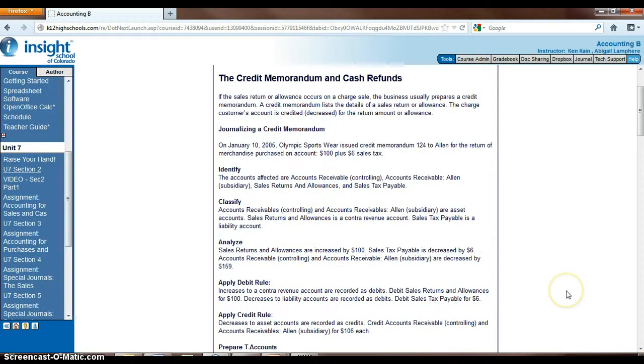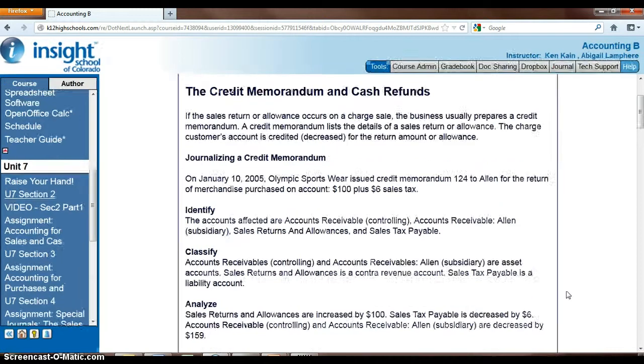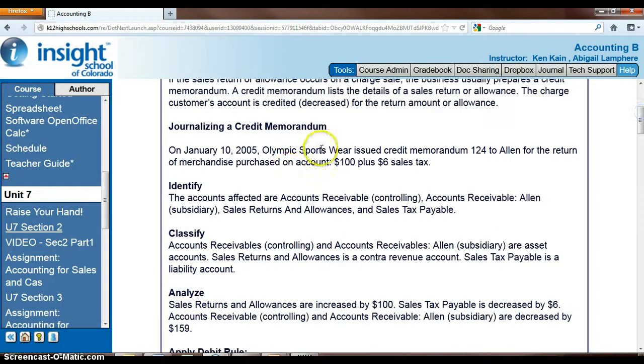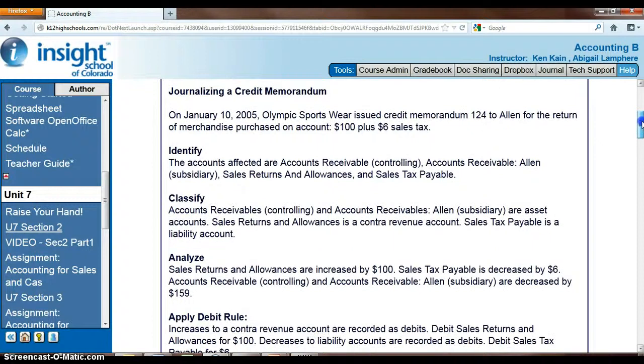And what it's showing us, let me see if I can zoom in on this a little bit. So what it's showing us, or the example it's taking us through, is on January 10th, Olympic Sportswear issued a credit memorandum to Alan for the return of merchandise on his account. So $100 plus the $6 sales tax. So Alan, maybe like a week before, had come in and purchased an item for $106. It was $100 plus $6 sales tax. So now something happened to that item and he's returning it.